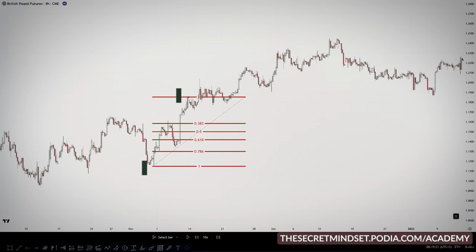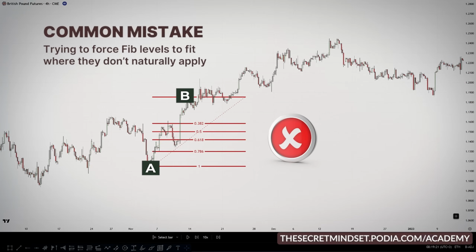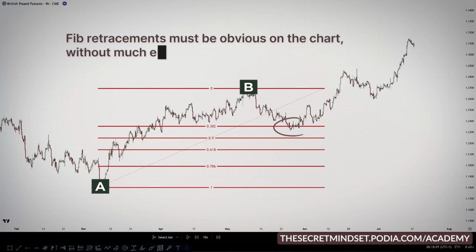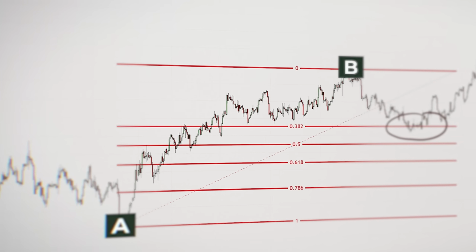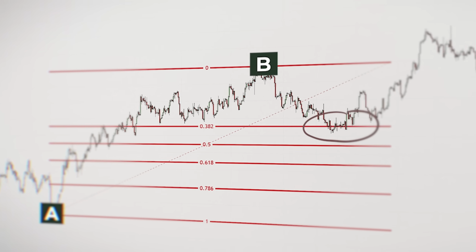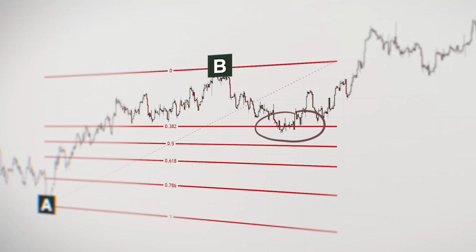One common mistake is trying to force Fib levels to fit where they don't naturally apply. Remember, not every price move will align perfectly with Fib levels, and that's okay. The most helpful Fib retracements are those that are obvious on the chart, without much effort to spot them. If you find yourself squinting at the chart, or trying to convince yourself that a level fits, it might be best to look for a clearer setup.